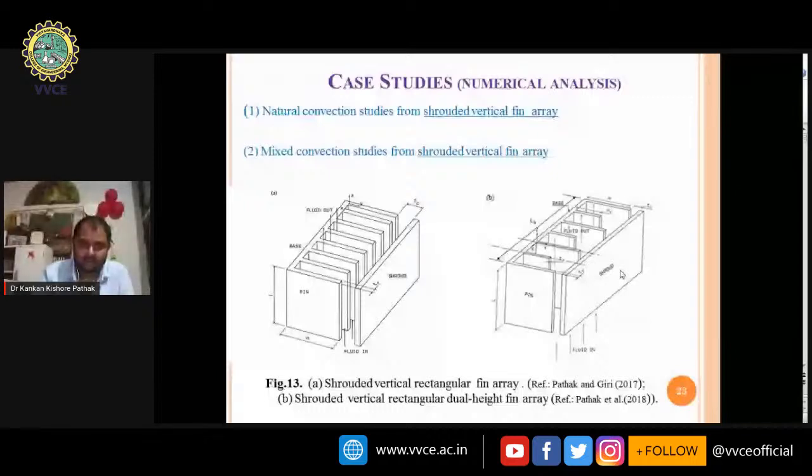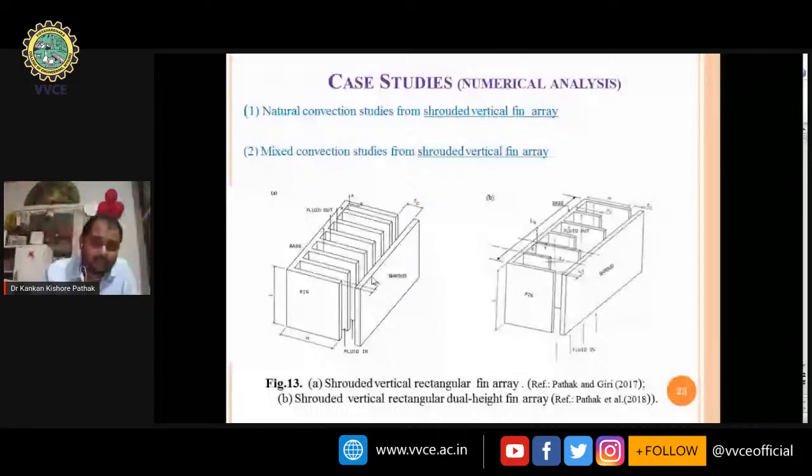I am choosing the configuration as shrouded vertical fin array. It is a very conventional design of fin array. The placing of the shroud actually enhances the induced velocity or the natural convection velocity. So it is a very common design, but the design on the right hand side is known as the dual height.